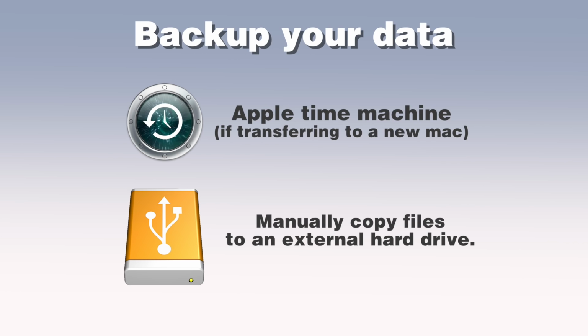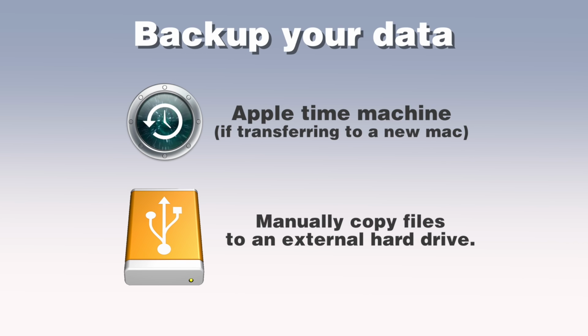If you're getting a new Mac computer, then you can use Time Machine on a separate hard drive to back things up. If you aren't getting a new Mac, then I suggest backing up your files by copying them manually to an external hard drive. Because if you try and go the Apple Time Machine route, you won't be able to access them easily. But putting them on a hard drive, you'll be able to plug it into any computer and retrieve your files.